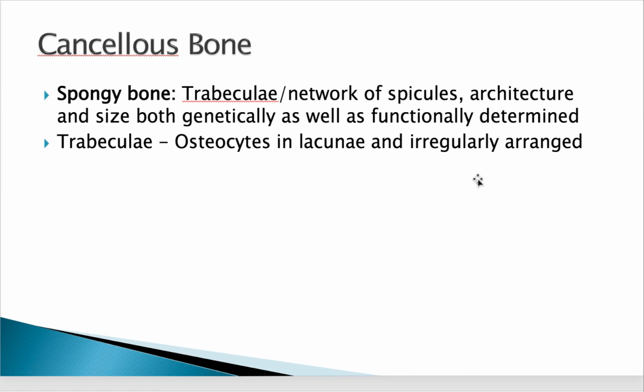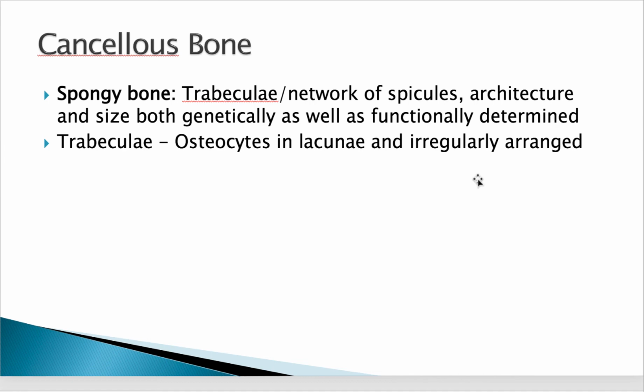Cancellous bone consists of trabeculae, or spicule networks, which follow the lines of stress. The spaces between the trabeculae vary in size and shape. This tissue is either of hematopoietic, myeloid, or fat origin. The trabeculae consist of osteocytes embedded in lacunae and irregularly arranged bony lamellae. There is not a distinct Haversian system since blood vessels are never far away, typically less than 0.2 millimeters.